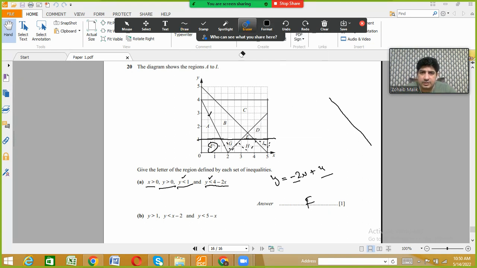Now for the next one, y is greater than 1. y is equal to 1 line is this one, and we have to remain upward because of the greater sign, and y is less than x minus 2. Now again, first of all we have to find which line this is presenting.